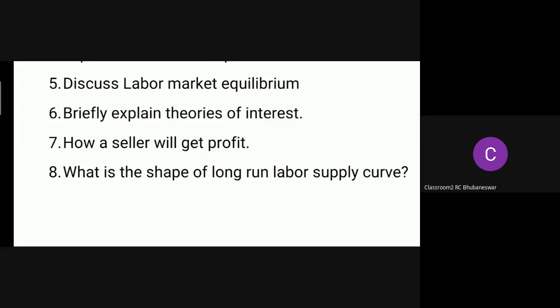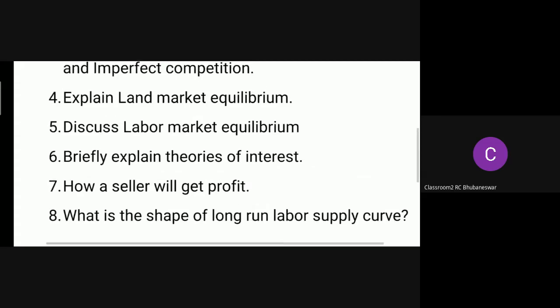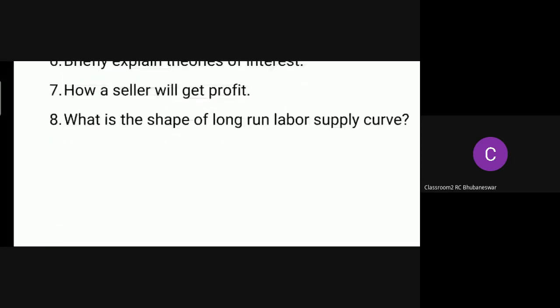So on that basis the supply curve is backward bending. And another question here I forgot to mention, labor discrimination. Explain why wage rates differ. The next question may be why wage rates differ.